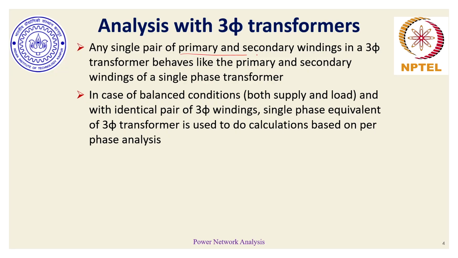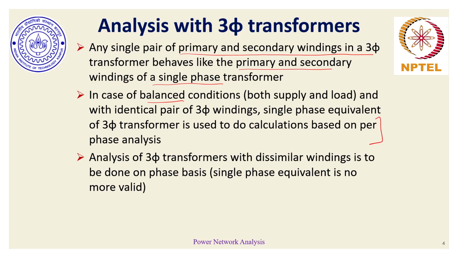Any single pair of primary and secondary windings in a three-phase transformer behaves very similar to the primary and secondary winding of a single-phase transformer. As long as the operating conditions are balanced and the three-phase transformers have similar configurations, we can use per phase analysis, wherein we do all calculations on a per phase basis and then amp up those quantities by 3 or root 3 depending on the power or current calculations. But the bottleneck here is that analysis of three-phase transformers with dissimilar windings is not possible on a per phase basis.